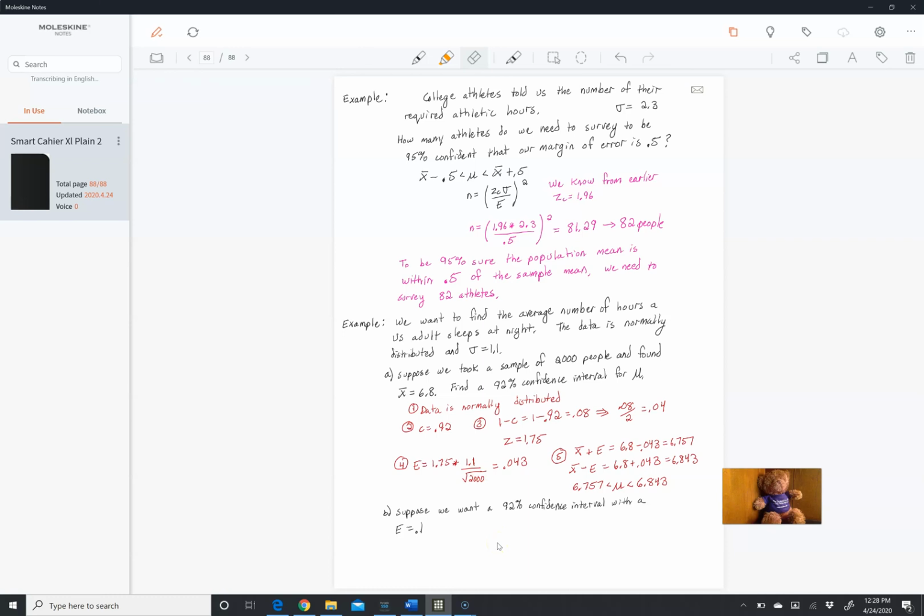Okay. Well, we said the more people we ask, the more accurate the estimate. This is saying we don't need the estimate to be as accurate, right? Here, the margin of error is 0.043. Here, the margin of error is 0.1. So if we think about it, we don't need it to be as accurate, so we shouldn't have to ask 2,000 people. So let's find out how many people we need to ask.